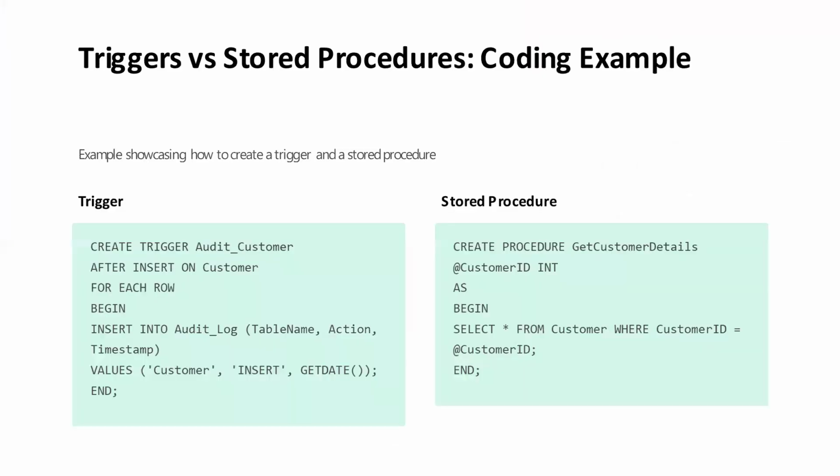Then here, if we see an example of how we can create a trigger, we create a trigger, audit_customer. When we are creating it, after insert on the customer table, for each row we begin by inserting into the audit log table the table name, action, and timestamp, and then we insert the values. So this runs once the customer table is updated. And how can we create a stored procedure? We create a stored procedure, which is a block of SQL statements. Here we are just selecting the customer based on the customer ID.